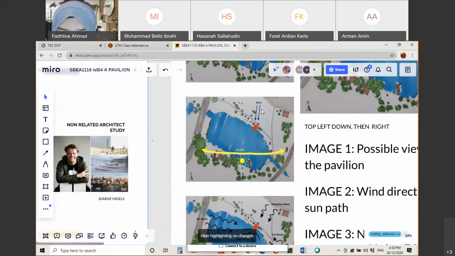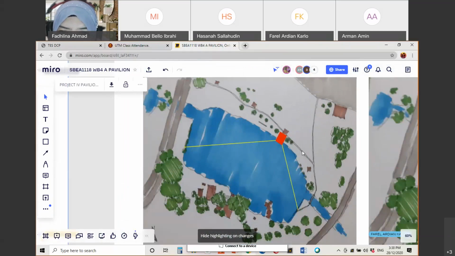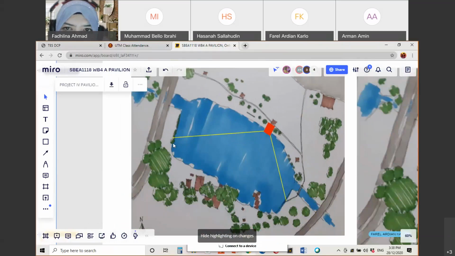We are looking for the view. This one is crucial. You need to know what the views are over here. For instance, from here you can see the jetty and the waterfall over here, and there's another building over here. This is going to be used for you to put your lookout spot later.